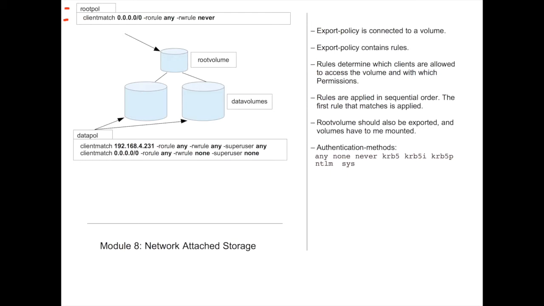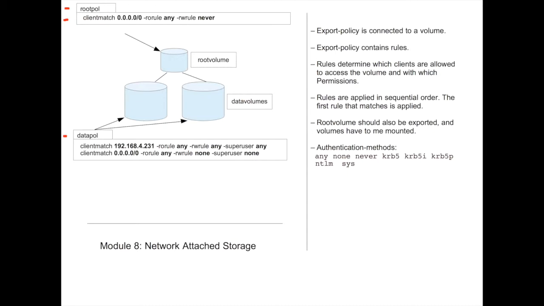So it's very important, your root volume, which is the starting point of the namespace, will need an export policy, and that export policy will need a minimum of one rule to open up that particular path to any of the volumes. Then we have a data policy, and this data policy is connected to two volumes, and these two data volumes will have a client match of one particular IP address, and that client is allowed to read and is allowed to write, and it also has superuser access.